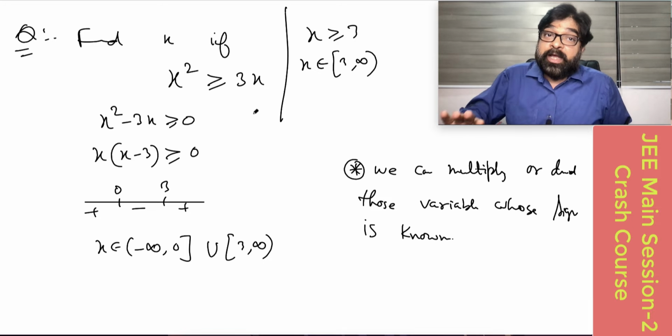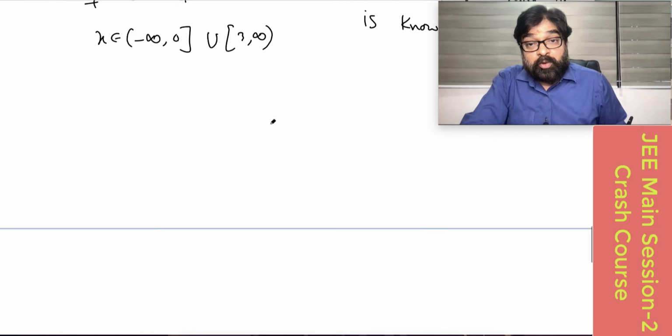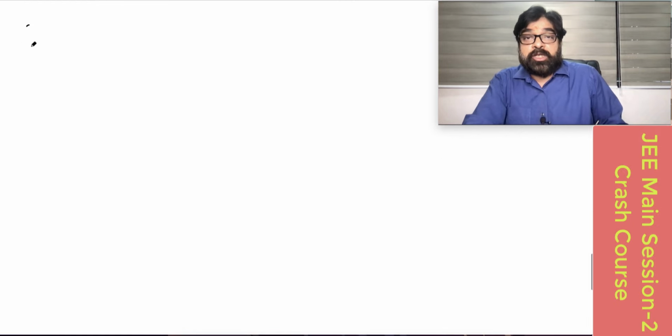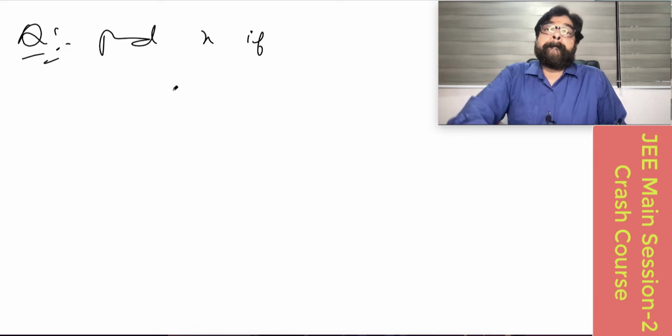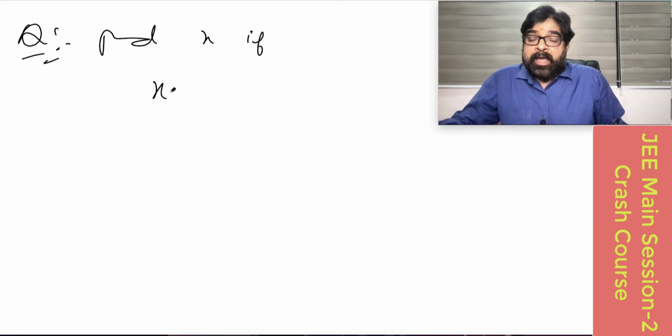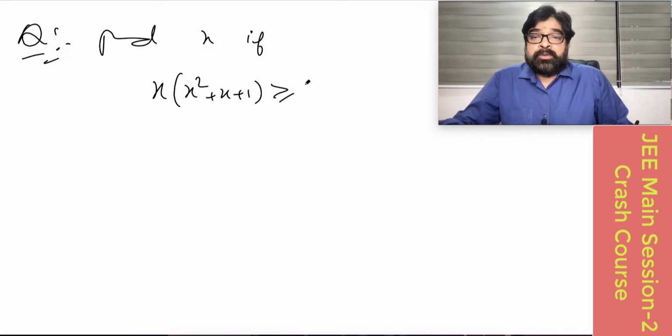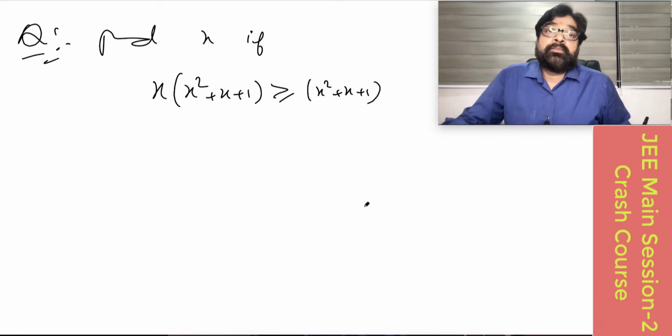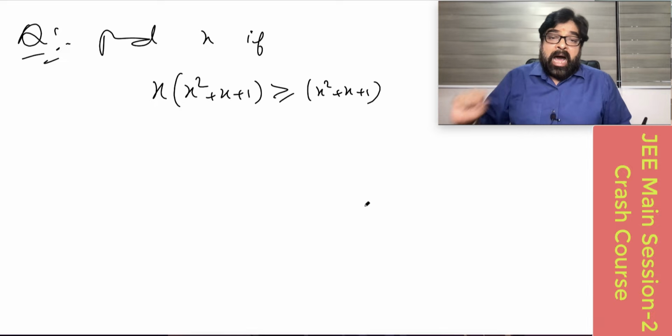Do not try to cancel any quantity whose sign is not known. Suppose a question is coming: find x if x into x square plus x plus 1 is greater than or equal to x square plus x plus 1.